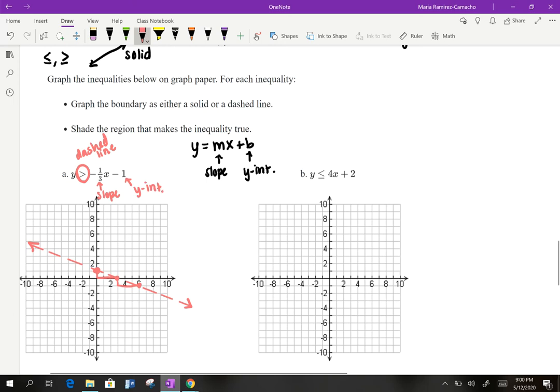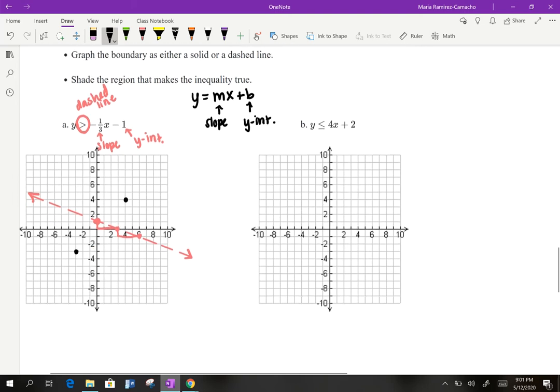Now, which way do I shade? Do I shade above the line or do I shade below the line? Let's test a point and see. Just like the number lines where you would test a point on either side of your boundary point to see which direction we're going to shade, we can do that here too. Pick a coordinate point above the line and then pick a coordinate point below the line, and whichever point makes the inequality true is the direction that you're going to shade.